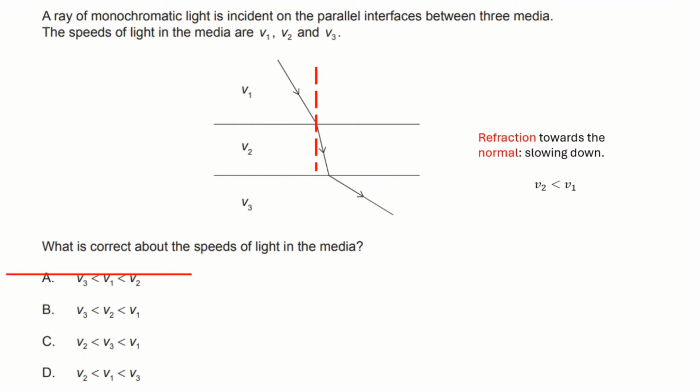We're going to do a similar process for the next one. We're going to draw another normal line, and we can see quite clearly that because we've got refraction away from the normal, we've got speeding up. Now, the effect of that is that V2 must be less than V3. We've gone from a slow to a high speed, and therefore 2's speed is lower than 3's speed.